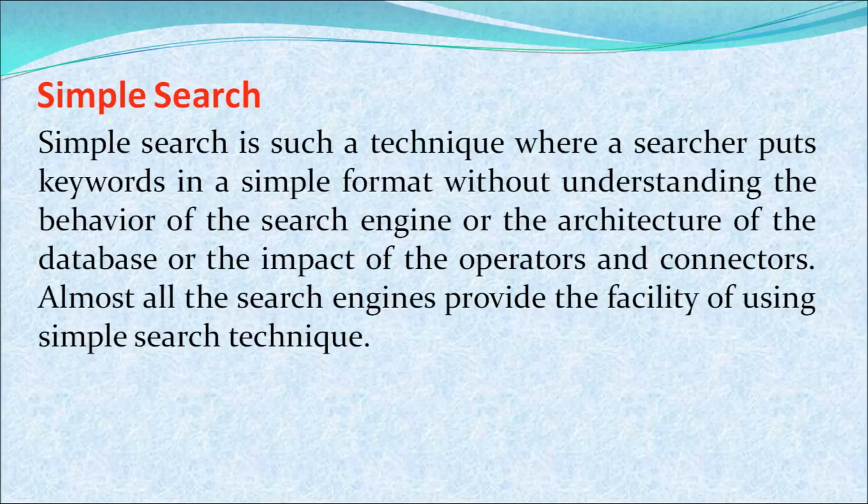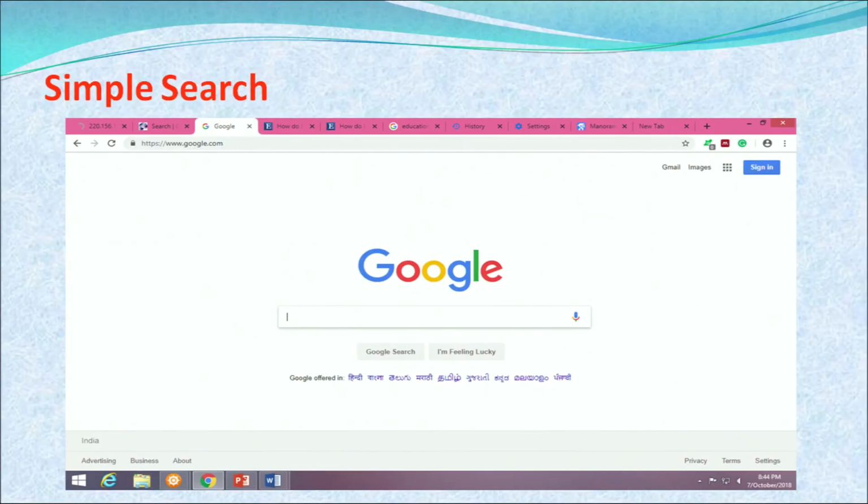Simple search is a technique where a searcher puts keywords in a simple format without understanding the behavior of the search engine, or the architecture of the database, or the impact of the operators and connectors. Almost all the search engines provide the facility of using simple search techniques. This is the quite simple screenshot of Google, which everybody knows, for the simple search.